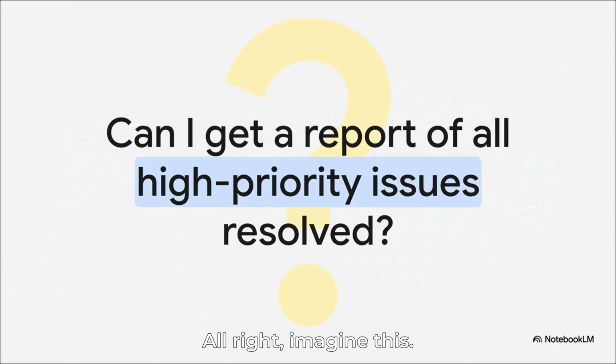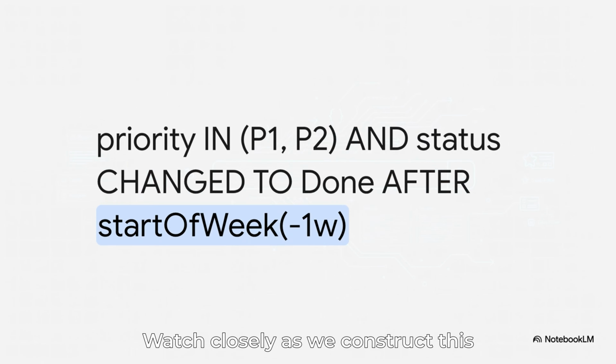Section 5, the 60-second scenario. All right, imagine this. Your team lead pings you with an urgent message late on a Friday afternoon. They want a weekly report of all high priority, so P1 and P2 issues resolved by the IT support team. Normally, you'd be stuck manually exporting data to a spreadsheet, filtering rows for 20 minutes while staring at the clock. But instead of that, we're going to build this live in Jira in exactly 60 seconds. Watch closely as we construct this entire thing in a single line.